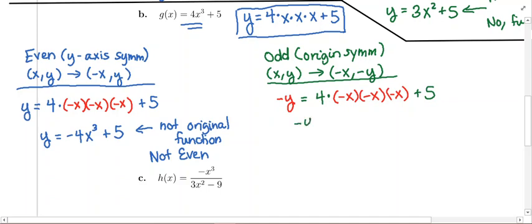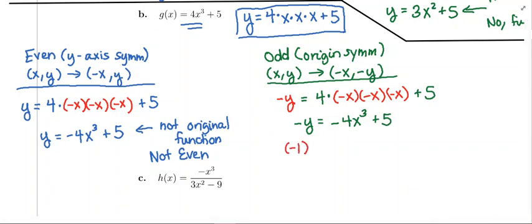We're going to get negative y is equal to, on the right side, negative times negative is positive, times negative is negative. So we're going to have negative 4, and x times x times x is x cubed, plus 5. We need to compare apples to apples, so we need to be comparing y equals to y equals. To make the left side positive y, I'm going to multiply the left side by negative 1. But if I multiply the left side by negative 1, I have to multiply the right side by negative 1 as well.